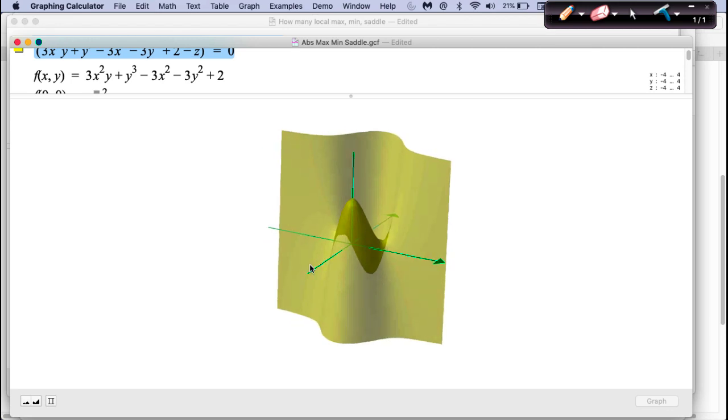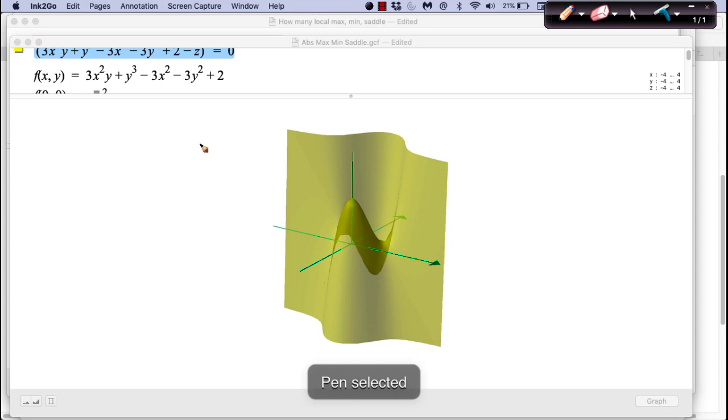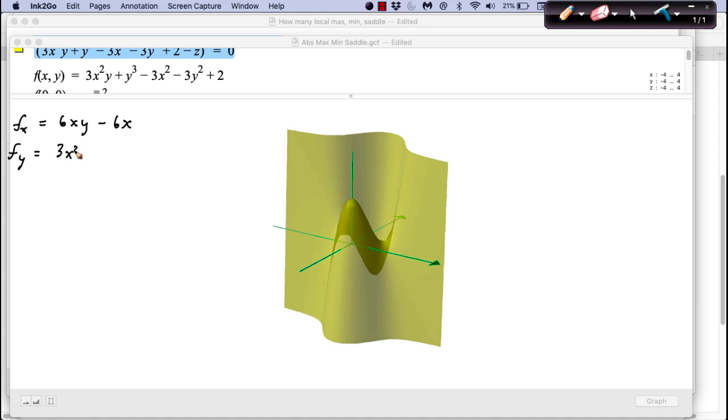Okay, so what does it mean to figure out where those are? What do we need to find to locate these? We need partial derivatives, right? So here we go, quick. The partial with respect to x is 6xy minus 6x. The partial with respect to y is 3x squared plus 3y squared minus 6y.